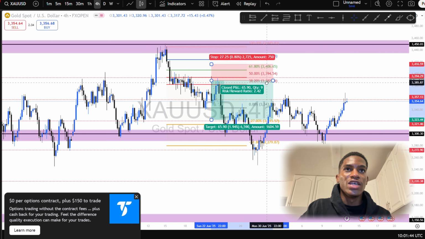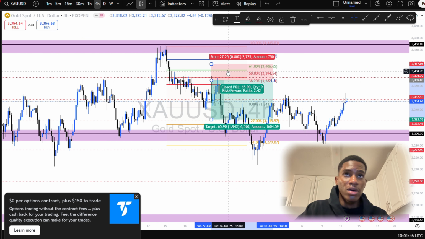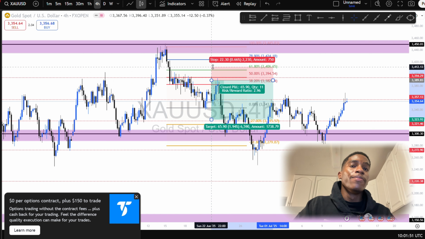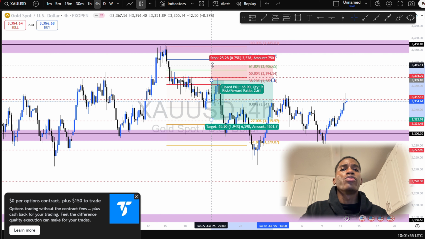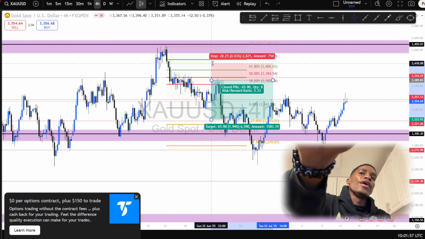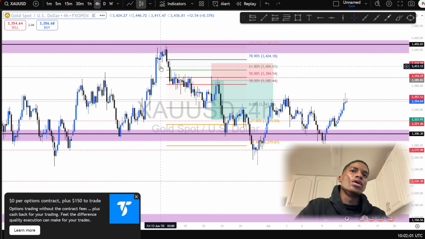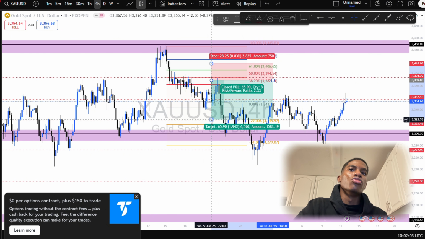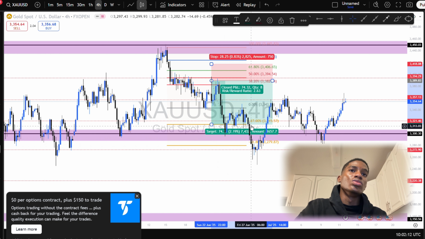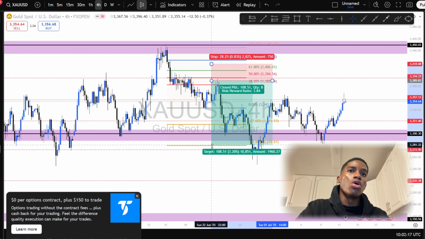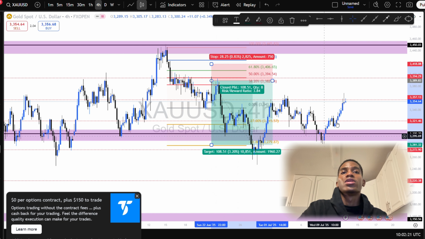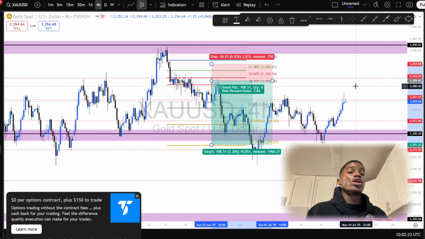Once I get to the 50 extension right here, I'll be planning to sell and put my stop loss above the 61.8 extension right here. As you guys can see, we're having a wick zone right here. I'll put it here. So I'm going to bring this way down. I'll bring it to the negative 27 extension and hit my target, or I'm going to still come down to the negative 1.8 extension and I'll still hit my target. So basically, that's how Fibonacci retracement works, as you guys can see.